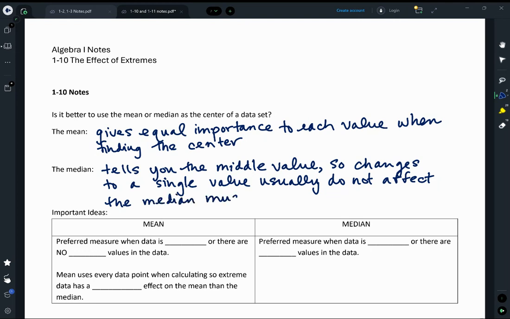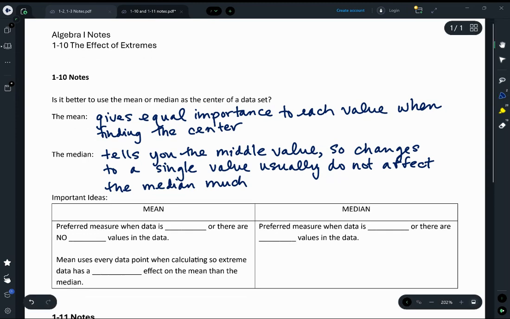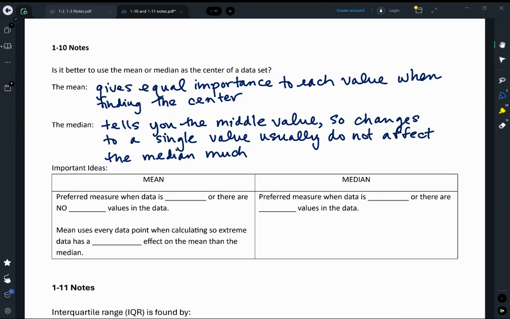So ideas about when to use the mean versus the median. We would want to use the mean if we have a very symmetrical data set. So when the data is symmetrical, so that's my word right here. These blanks are not big enough. I am sorry about that. Or there are no extreme values in the data. So if you've got symmetrical data or there are no extreme values, it would work better.